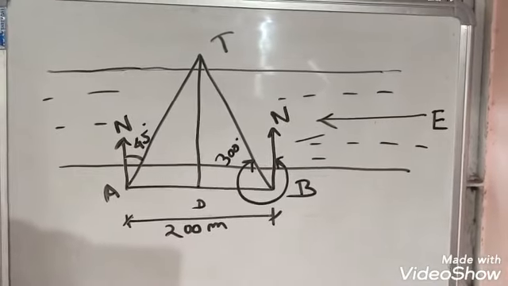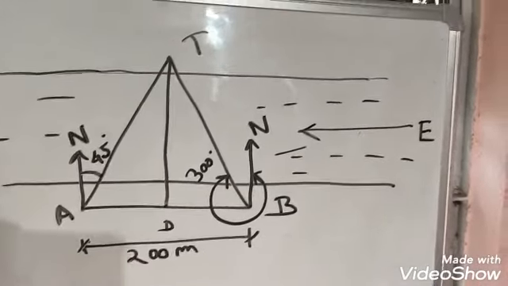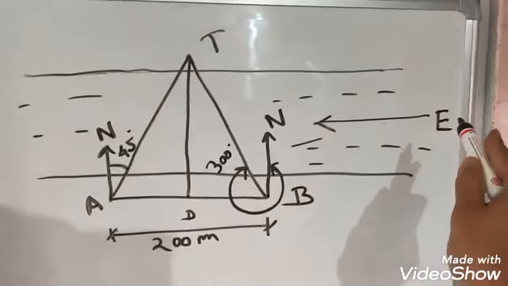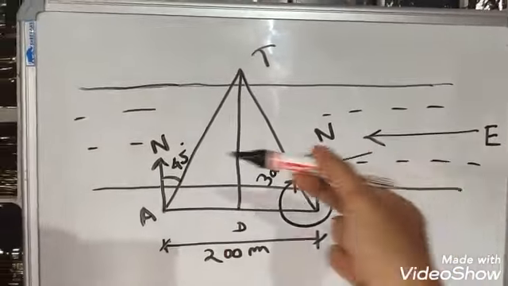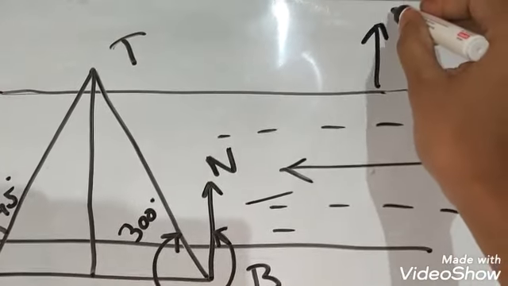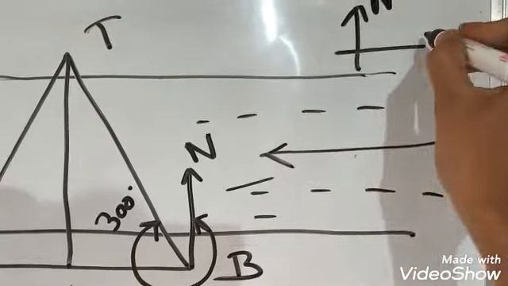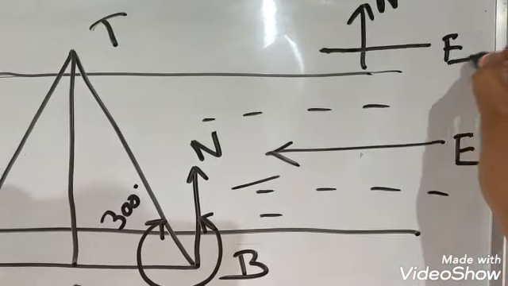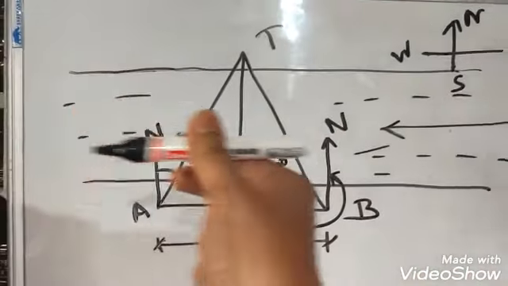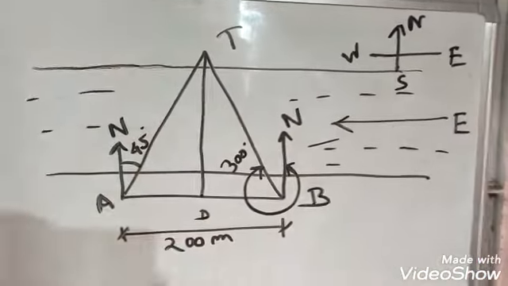There is a river which is flowing from east to west. So this is west, north, east, south, west. So the direction of flow of the river is from east to west.